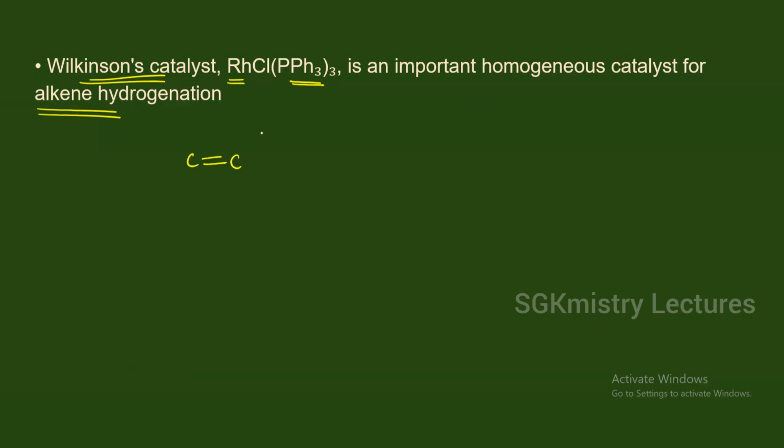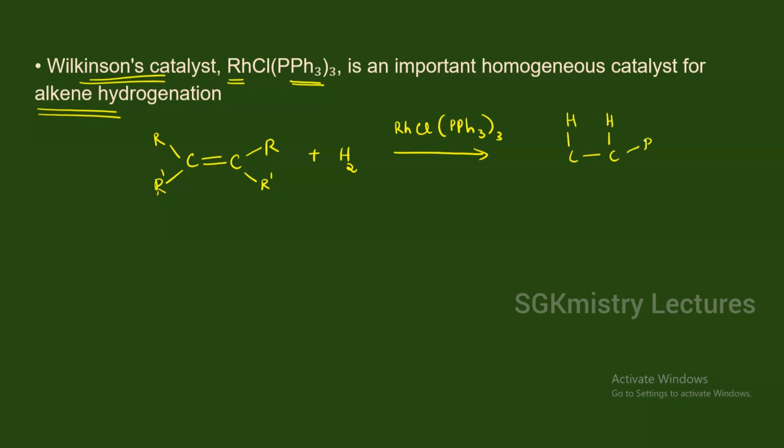So if I have C double bond C here, R, R dash, here let me take R dash. Again, hydrogen is added, so hydrogenation reaction. In the presence of Wilkinson catalyst, RhCl(PPh3)3. So again here, the hydrogen is added. Then we have R, R dash, again R and R dash, right?